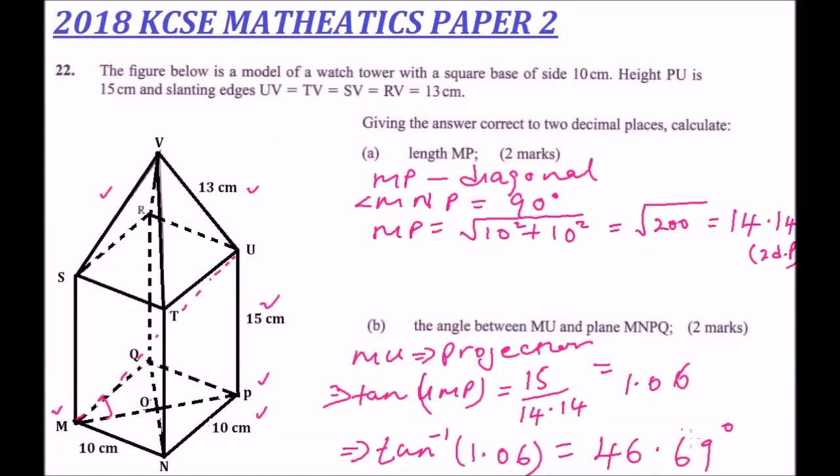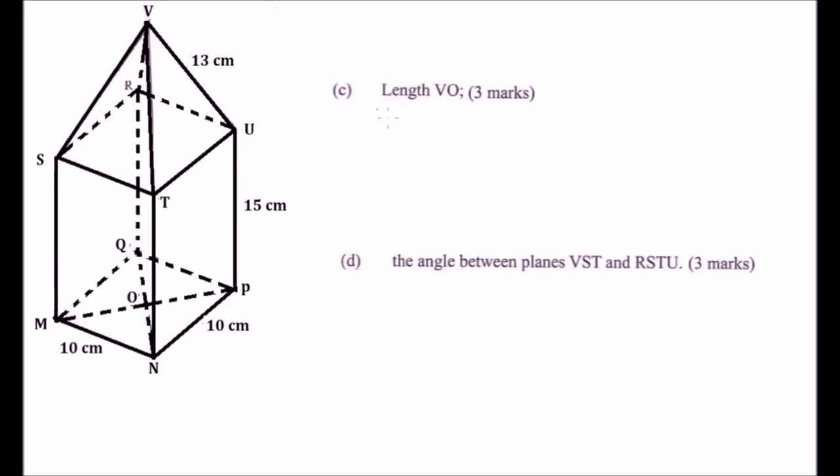So let's move to part C of the question. In part C, we are told to find the length of VO. Now VO is from the top all the way down to where we have point O. Up to that point it is 15 centimeter. So VO is equal to 15 centimeter plus the length from the surface or the plane RSTU to V. We had calculated MP to be 14.14 in part A. Therefore, half of that, minus the square root of 13, will be the length from this point up to where we have V.